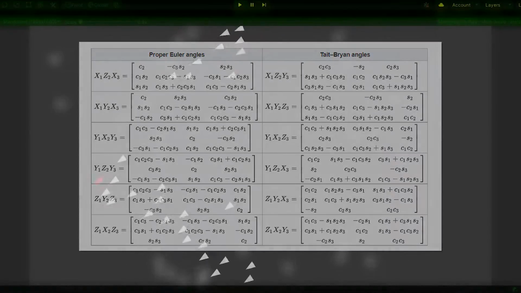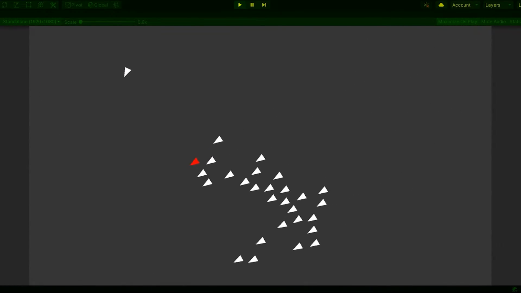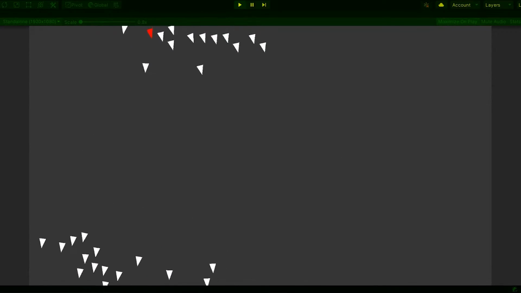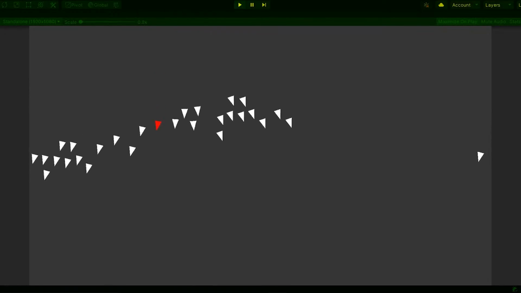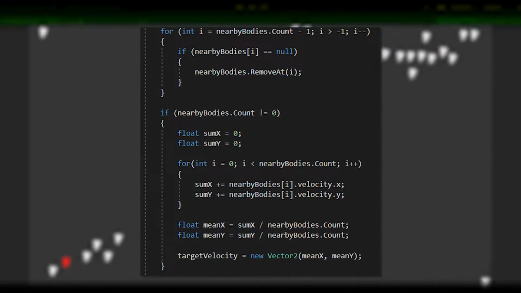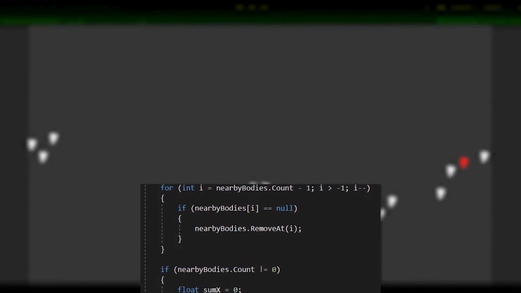The second behaviour, alignment, gets the BOIDs to try and match the speed and direction of their nearby flockmates. This further reduces the chances of them bumping into each other, and gets them to move in groups. Each BOID creates a list of flockmates within a certain radius, and collects each of their velocity vectors and averages them.